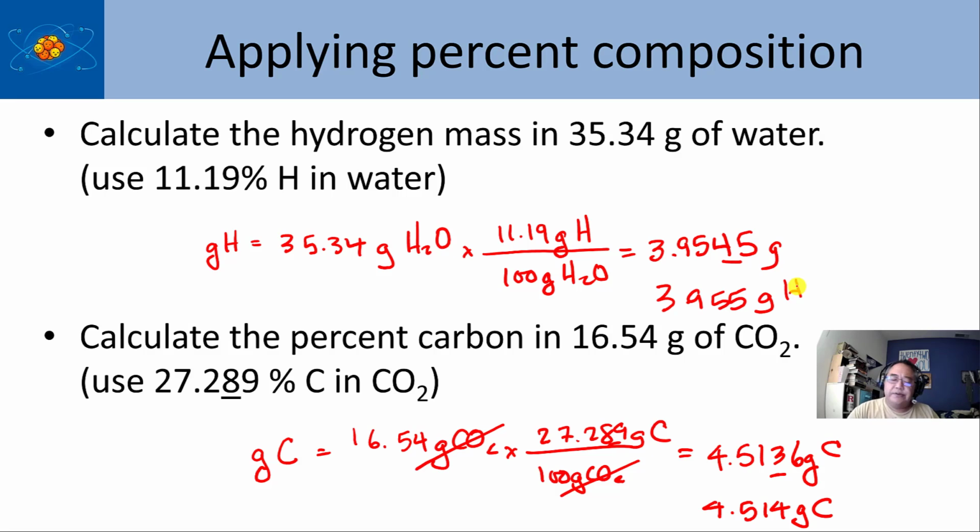And so there's the solution, 16.54 grams of CO2 times 27.289 grams of carbon for every 100 grams of carbon dioxide. And then that's four significant figures because of the 16.54. And then so you round to the 3, and it's 3.6, so it becomes a 4. And so this is the answer. There's a decimal missing here. All right.